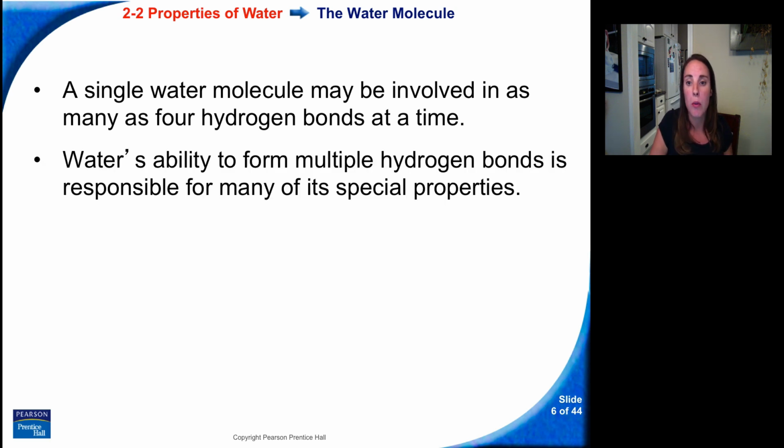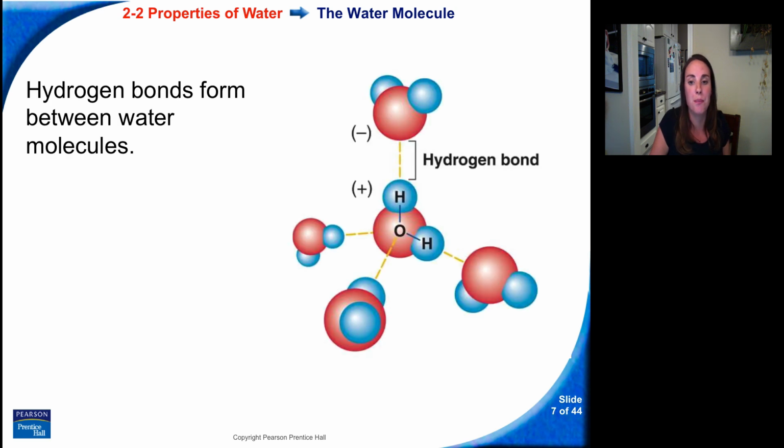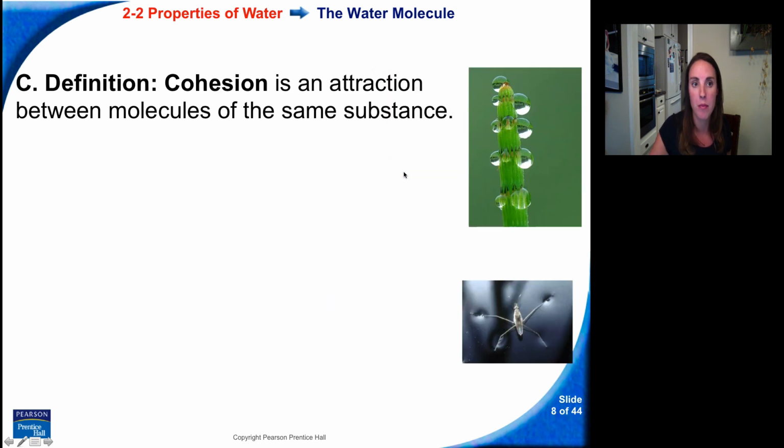Water's ability to form multiple hydrogen bonds is responsible for many of its special properties. So these are the hydrogen bonds between water molecules. The partially positive hydrogen is attracted to the partially negative oxygen of another molecule, creating this slight attraction between the water molecules, and as you can see, you can form 4 hydrogen bonds. So because of this, there's a couple properties of water that you have to know.